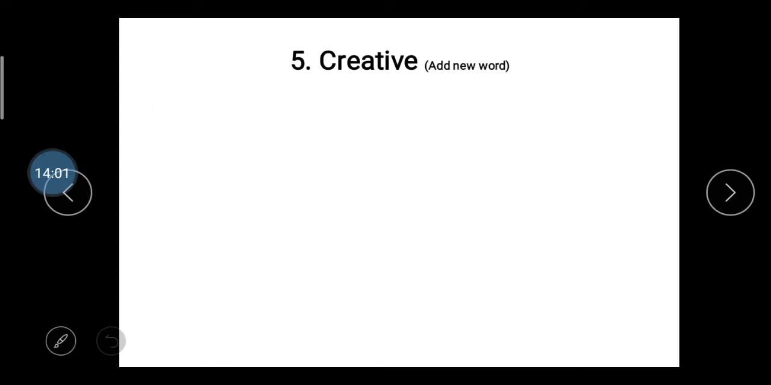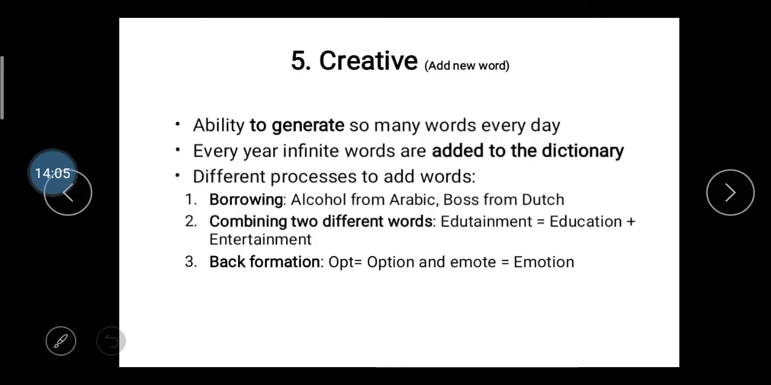Then creative. We have the ability to generate so many words every day. Every year, infinite words are added to the dictionary. So if you see the dictionary, there are a great number of various words used in it.